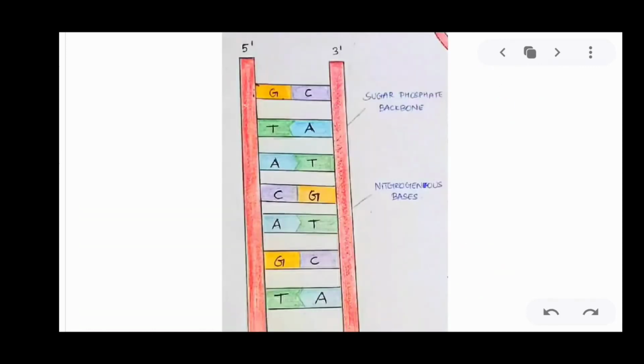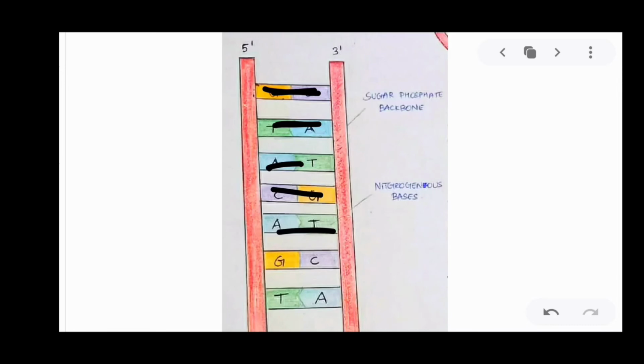So to demonstrate that the phosphate and the pentose sugar form the backbone, we have this implied structure. Actually it is not coiled, it is made just for understanding purposes. What we see here are the nitrogenous bases, so that is clear. But where are the other two components?